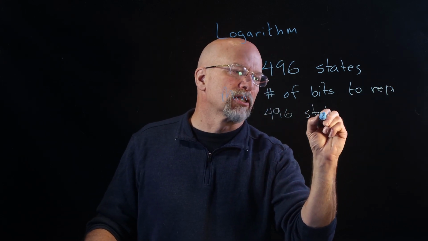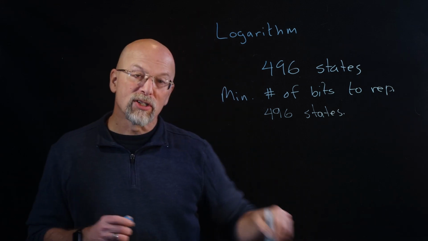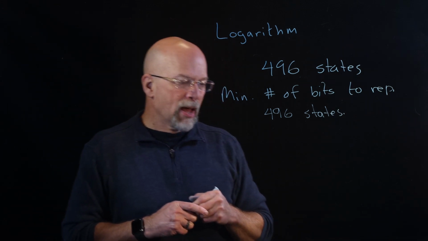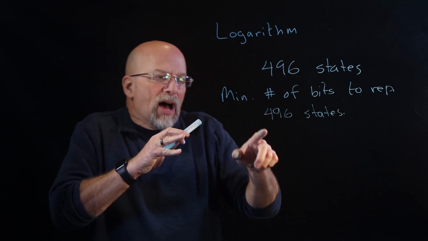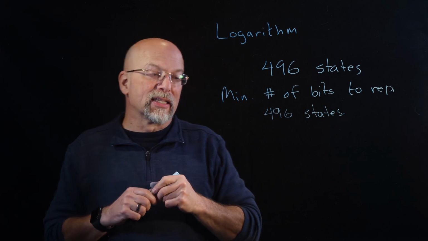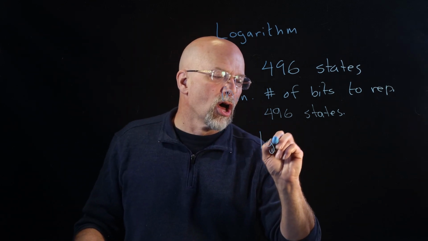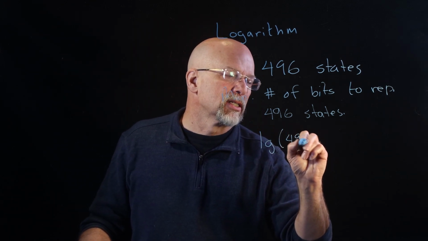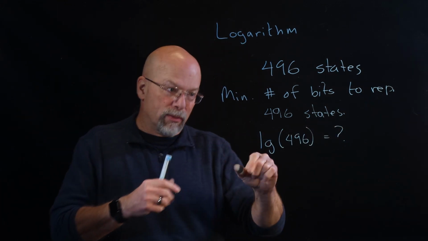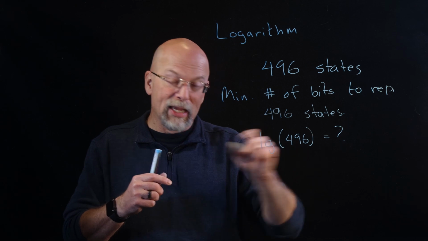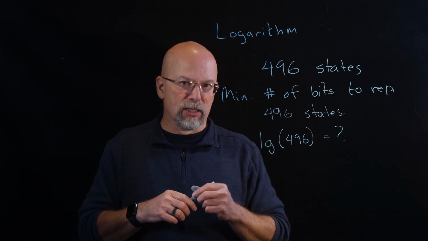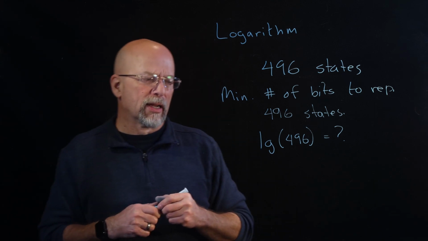So I want to know what is the minimum number of bits, binary digits, in order to represent 496 states. Now, it turns out that we're going to use the binary logarithm in order to solve this, by figuring out what power of 2 represents 496. In other words, log of 496 equals whatever. So 2 to the what equals 496, we'll figure out exactly what the minimum is.